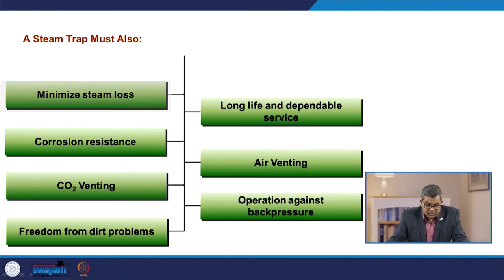Apart from this, a steam trap must also provide air venting. It must provide operation against back pressure. Usually back pressure may occur because when the condensate forms, there may be a slight change in the pressure.